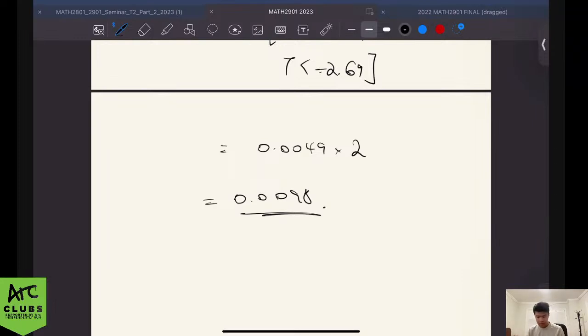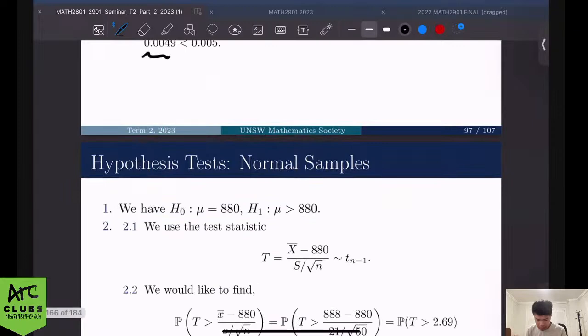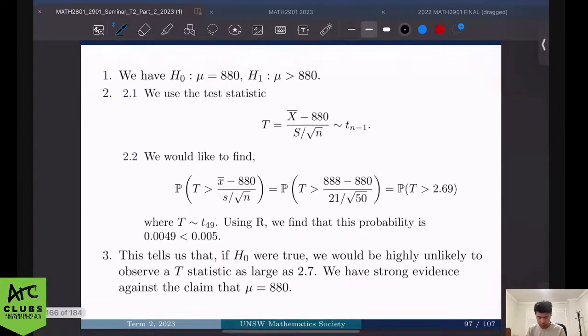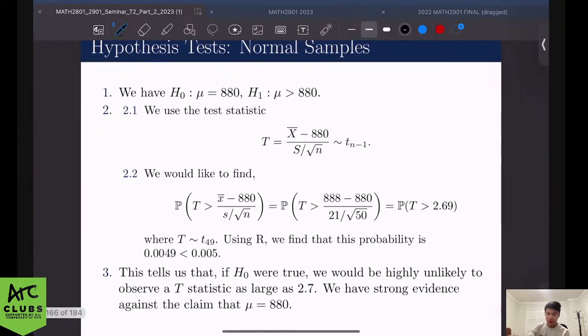All right. Sweet. Yeah. So if H0 were true, we would be highly unlikely to observe a t statistic as large, and so we have strong evidence. Okay.